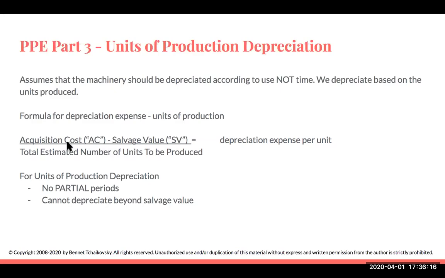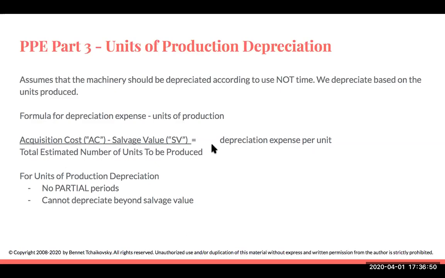We're going to take the acquisition cost minus the salvage value. This looks a lot like straight line because it is the same numerator as straight line depreciation. We're going to divide this by the total estimated number of units to be produced, and this will give us our depreciation expense per unit. We will then take that rate per unit and multiply it by the number of units produced. That will give us our depreciation expense for the particular period of time.